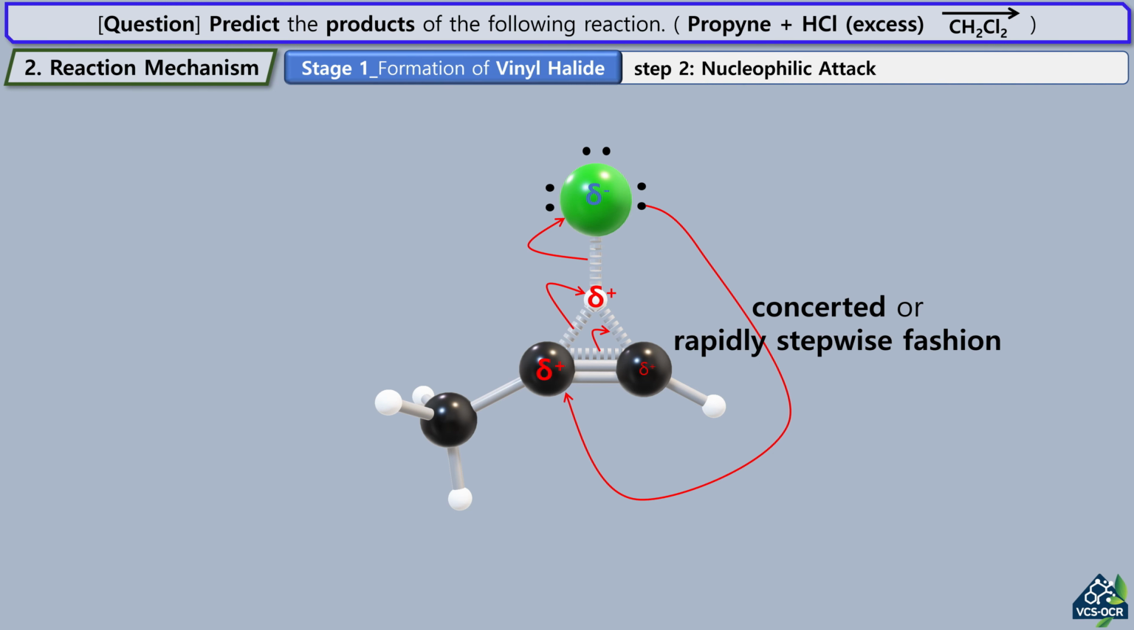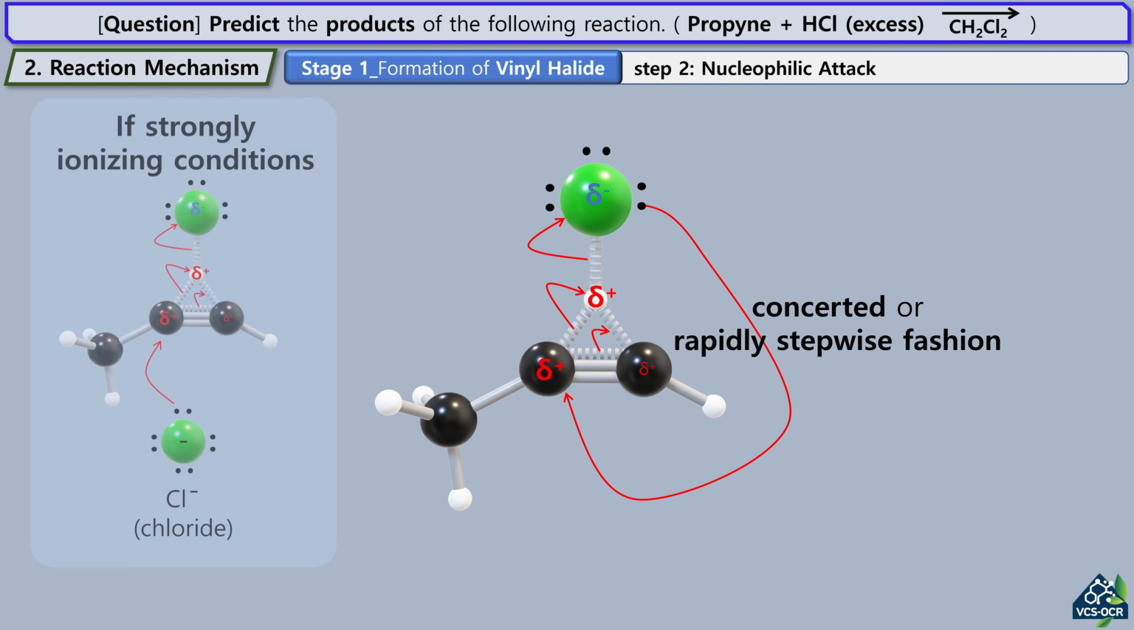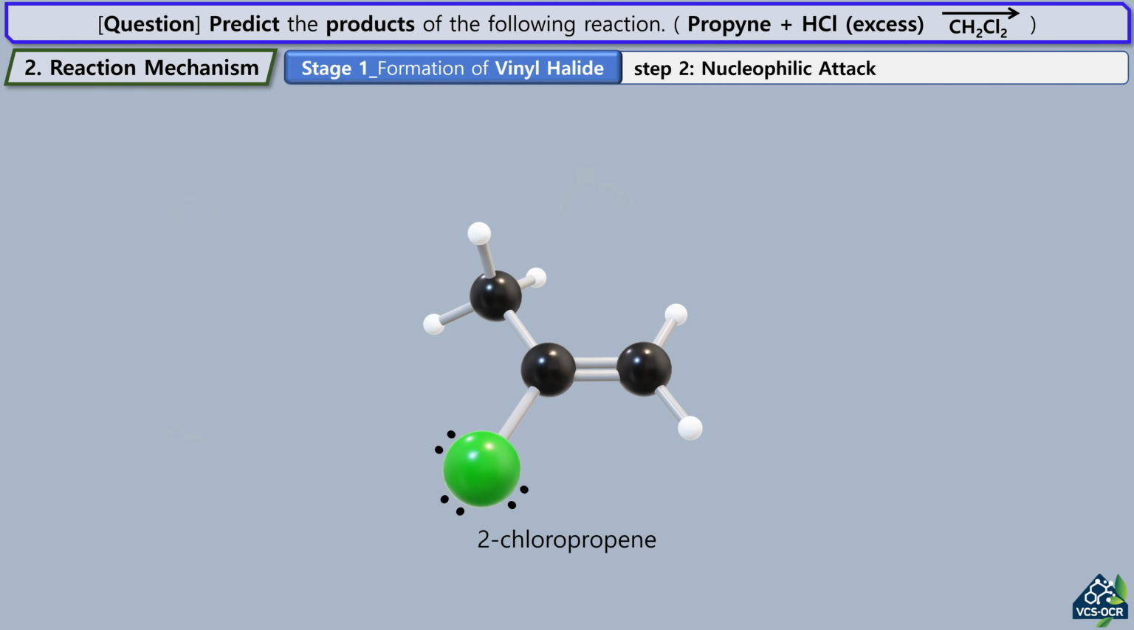Cl is relatively delta minus, while H is delta plus, and C2 is attacked in a concerted or very rapid stepwise fashion. Only under strongly ionizing conditions, or with abundant free Cl minus, would an external chloride attack after full ionization. The first stage product from propyne is the vinyl halide 2-chloropropene.